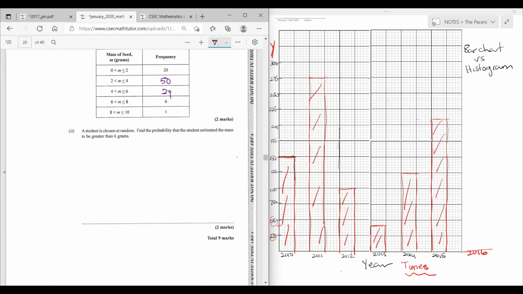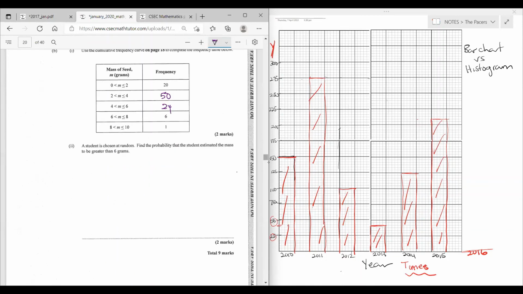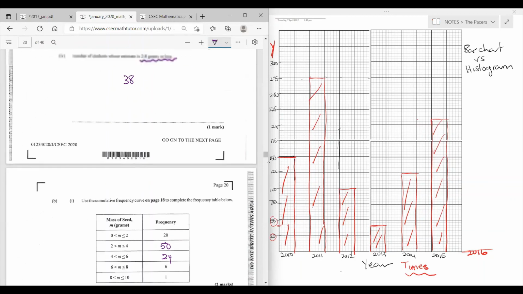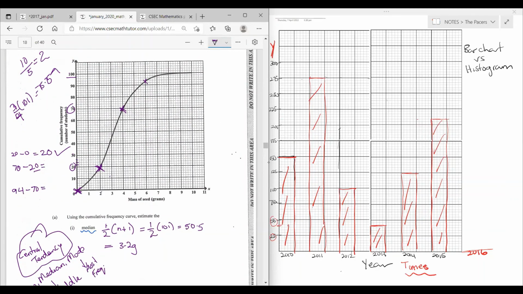And what we do is to make sure we are correct. Remember, when you add up your frequencies, what should be the total here in this question? 100. Are we getting 100? 50 plus 24 plus 6 plus 1 plus 20. We're getting 101. So one of our values was a little off. So let's look at it again.